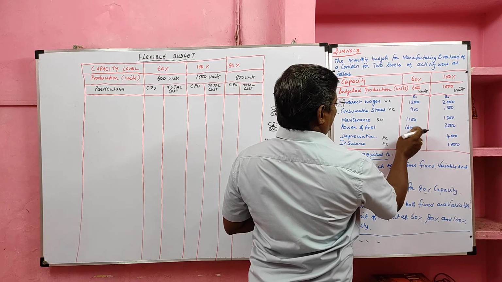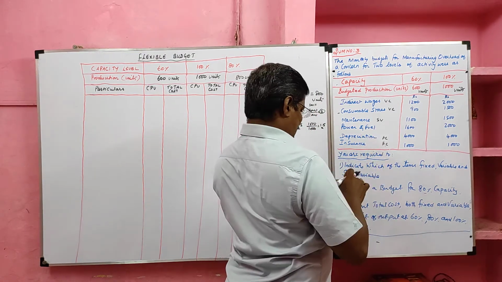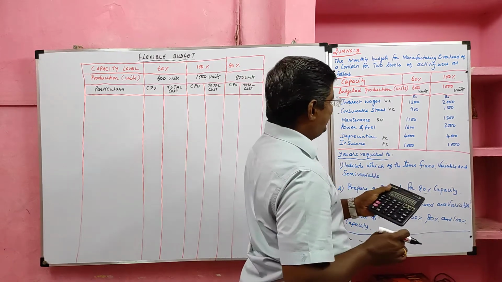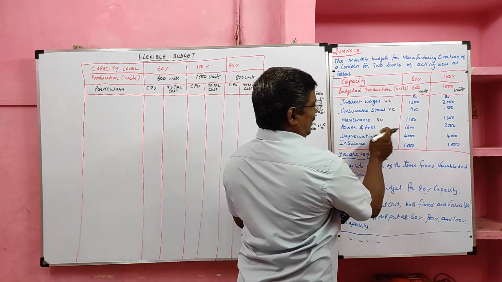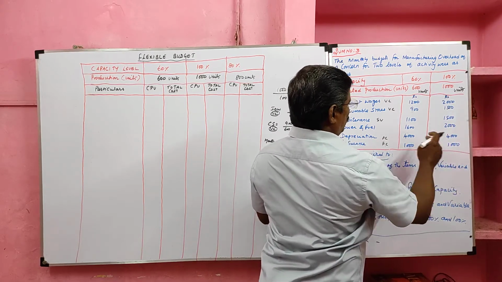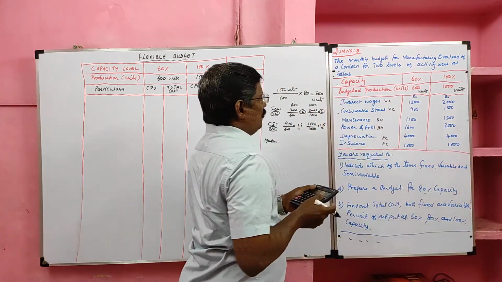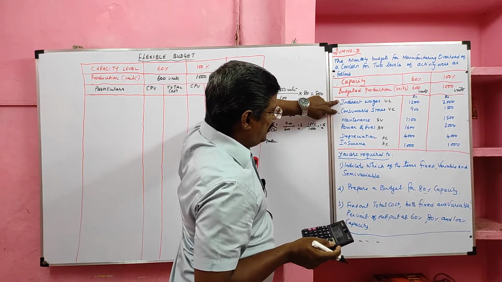At 60% capacity, they spend 1600. So 1600 divided by 600, we are getting 2.66. Here how much we are getting? 2000 divided by 1000, we are getting 2 rupees. So here 2.66, here 2 rupees. This is also semi-variable. So first two items are variable cost.